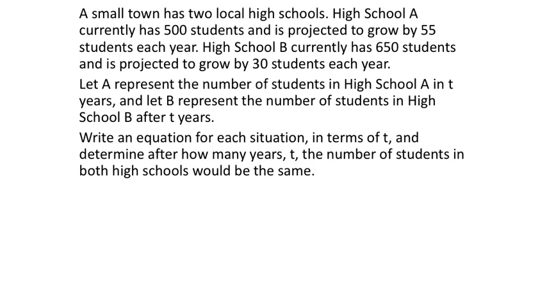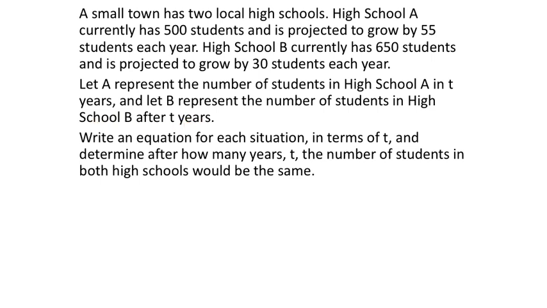A small town has 2 local high schools. High School A currently has 500 students and is projected to grow by 55 students each year. High School B currently has 650 students and is projected to grow by 30 students each year. Let A represent the number of students in High School A in T years, and let B represent the number of students in High School B after T years. So they're using the same variable here, just a quick note, T years. And then High School B also with T years, okay?